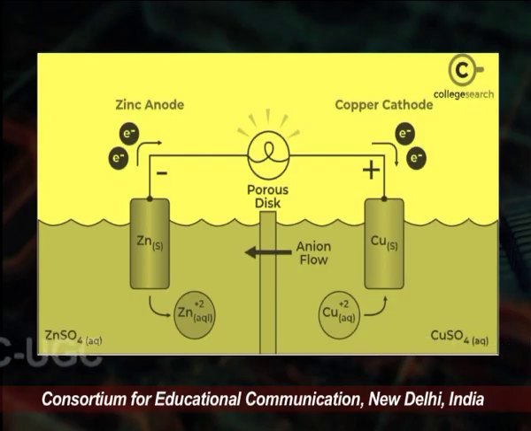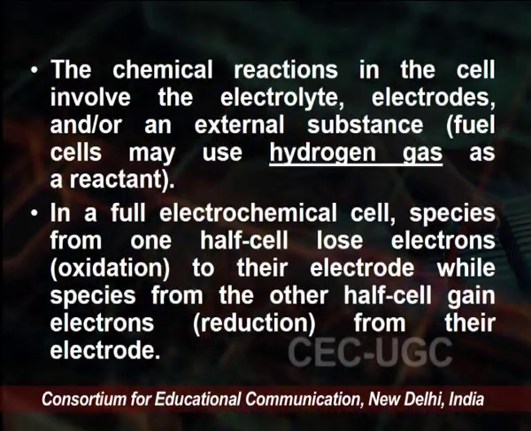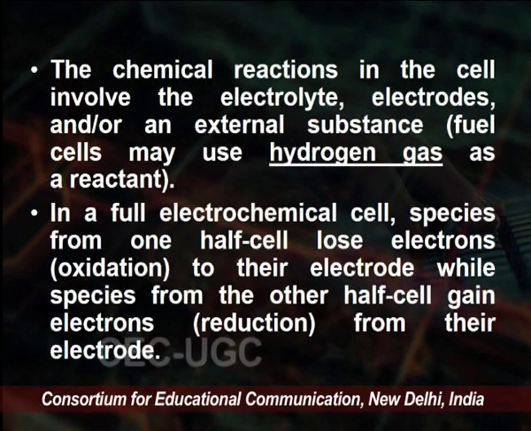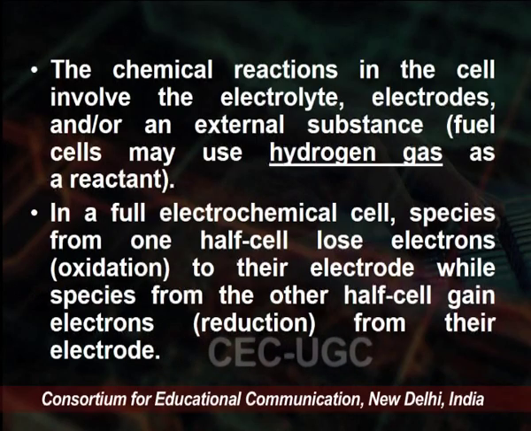So this type of half cell contains one electrode and the electrolyte, and both half cells may use the same or different electrolyte. The chemical reaction in the cell involves the electrolyte, electrodes, or an external substance, such as hydrogen gas, as a reactant. That is the case in the fuel cell.